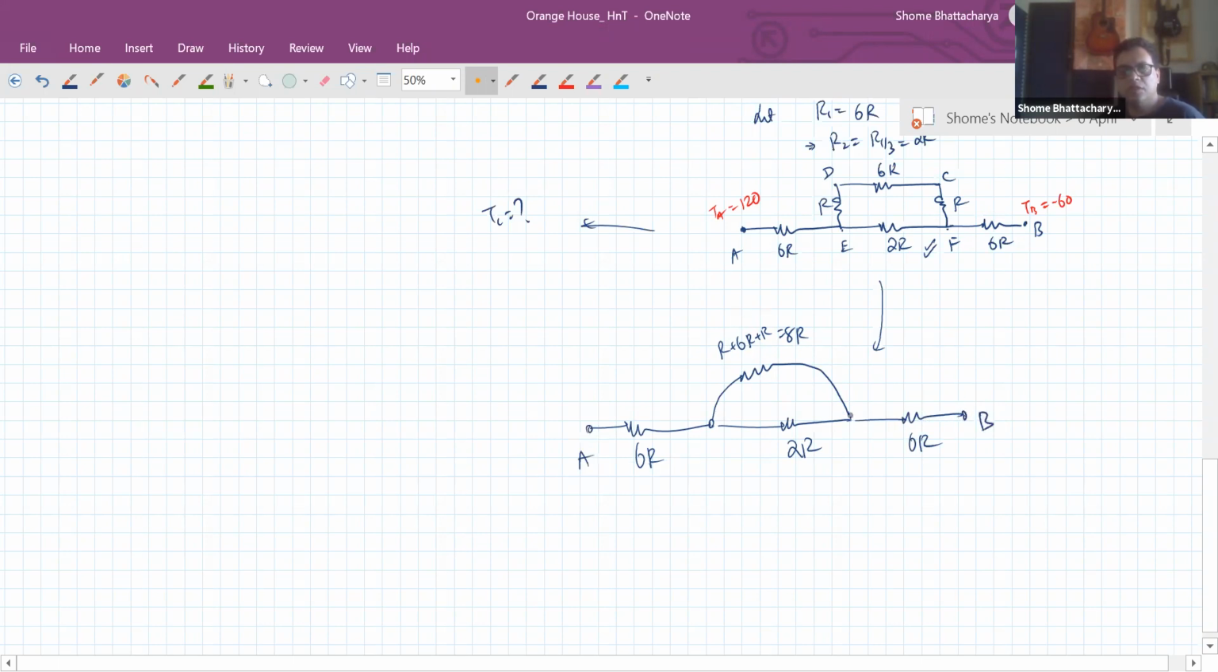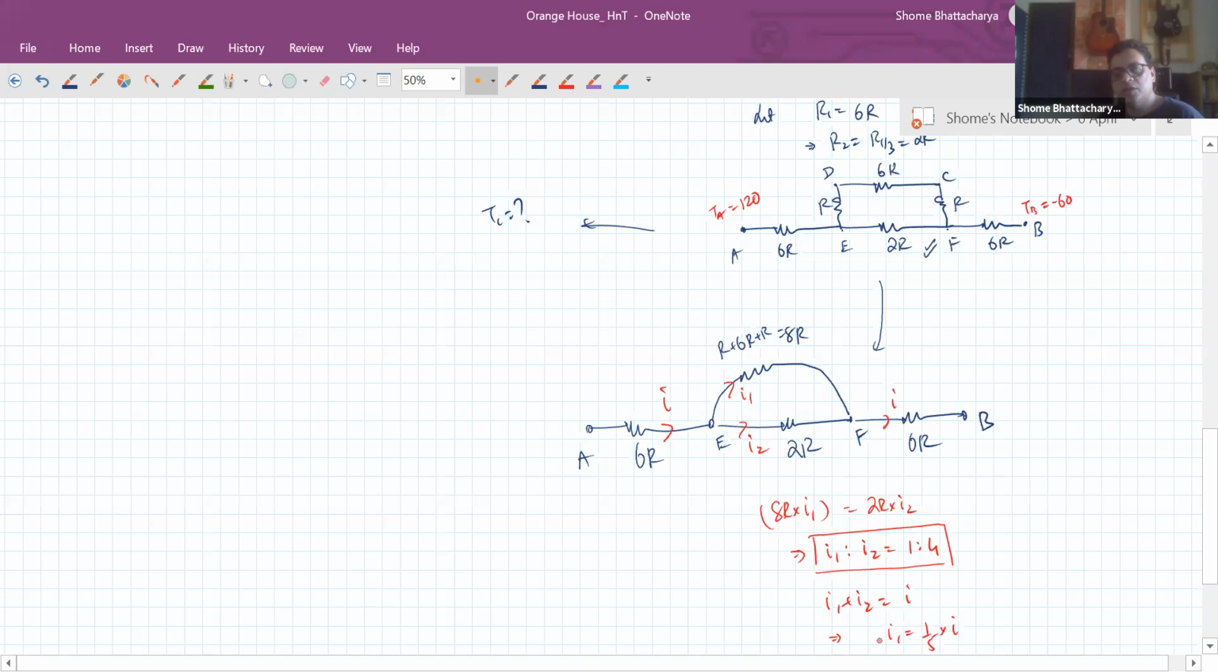So now we can understand that because there is a parallel combination breakup over here, so whatever current I is coming here, if this current is I1 and this current is I2, you can see that 8R into I1 will be equal to 2R into I2. So I1 is to I2 will be 1 is to 4. And I1 plus I2 is equal to I. So I1 will be 1/5 of I. So this becomes an important equation.